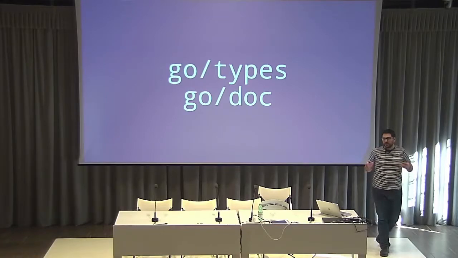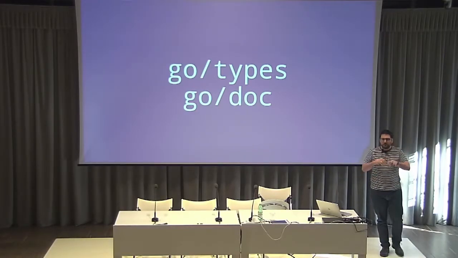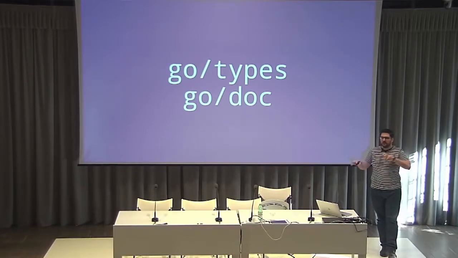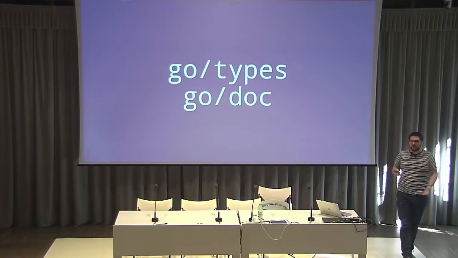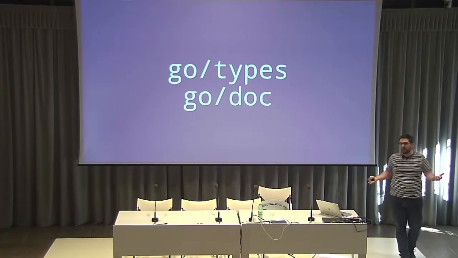I try as much as possible to reduce the amount of tweaking of the AST and the code types, and if you can get some information from GoDoc, it's going to be simpler. It's going to make your code generation code simpler. Do that.